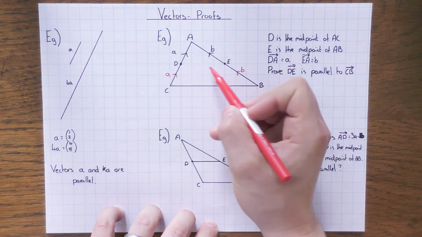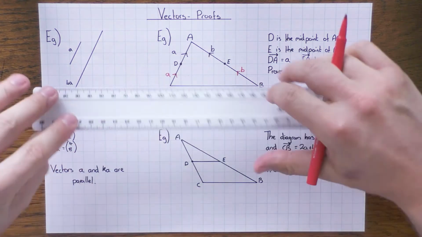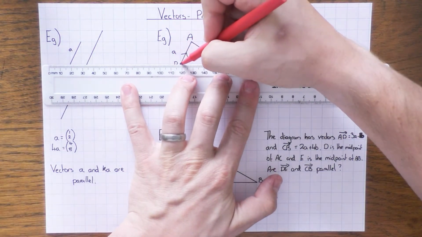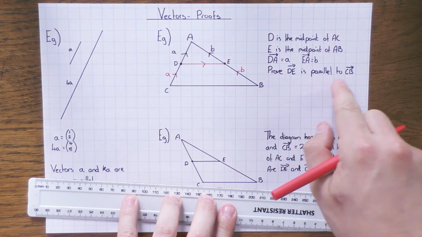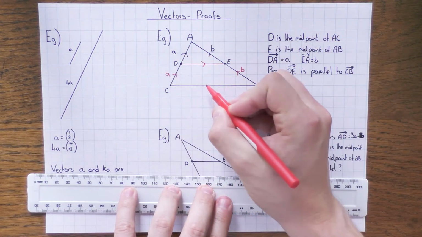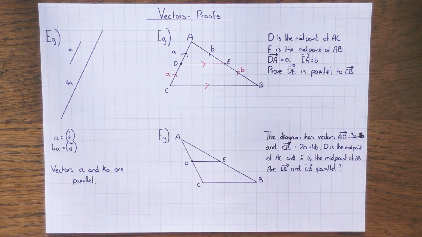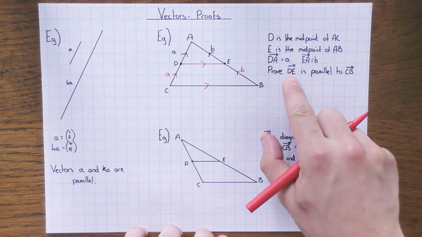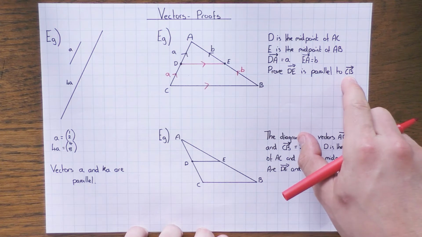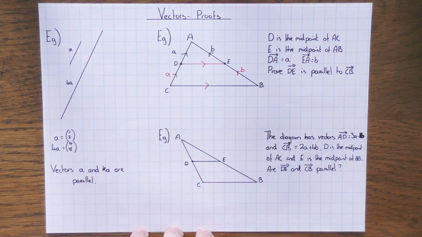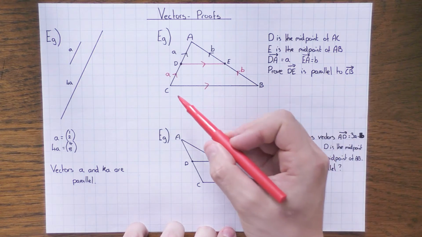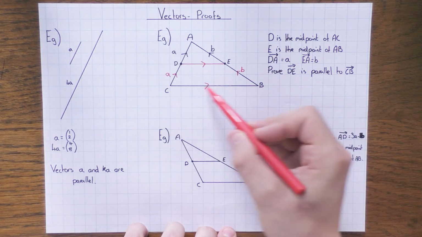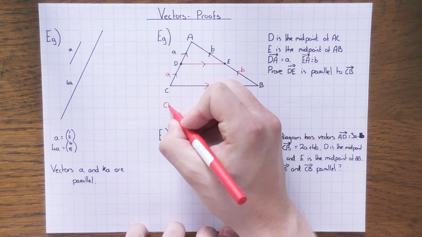Prove that D to E, so this line here, is parallel to CB, which is the bottom line here. To do that, we need to work out what DE is, we need to work out what CB is, and then see if we can factorise it to prove that they've got a scale factor. So let's do that. Let's start off with CB, I suppose, because that might be the easiest. So let's work that out.